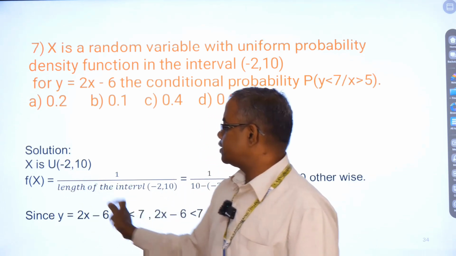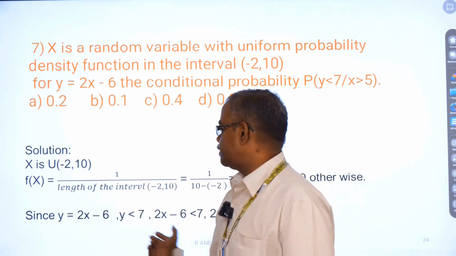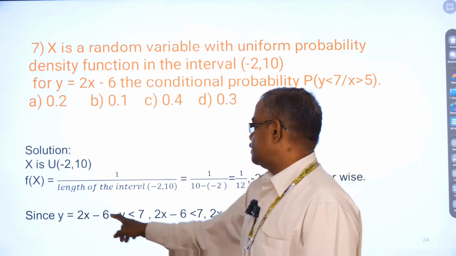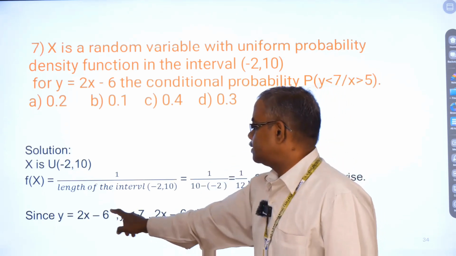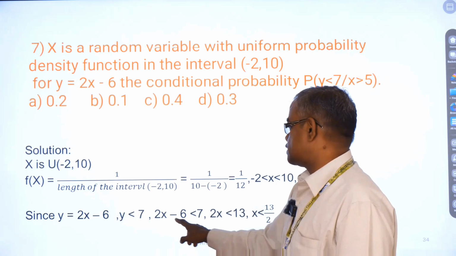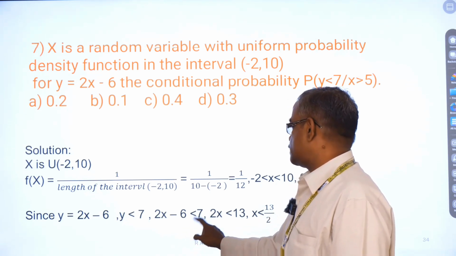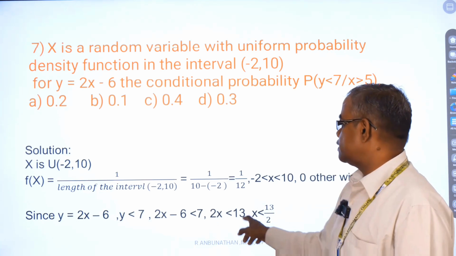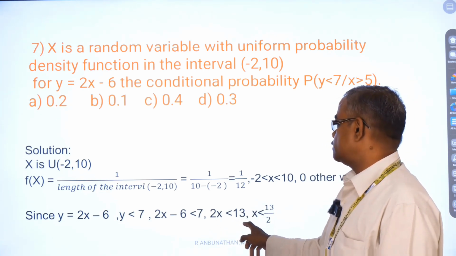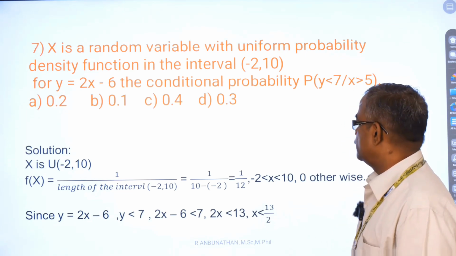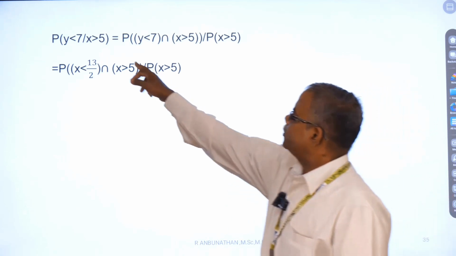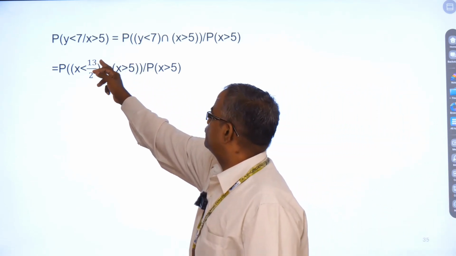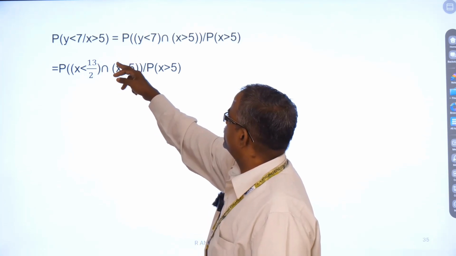The function is given in x, therefore we have to convert y in terms of x. The given condition is y less than 7. Instead of y we can write 2x minus 6 less than 7. If we bring the minus 6 to this side, it becomes 13. So 2x is less than 13, therefore x is less than 13 by 2. Then the probability of y less than 7 given x greater than 5 is asked.